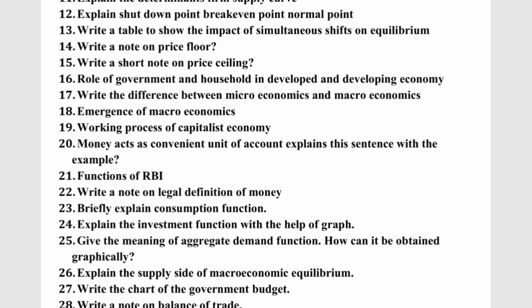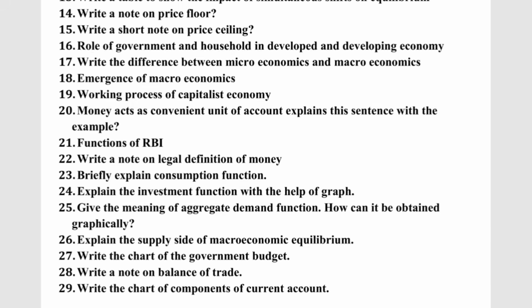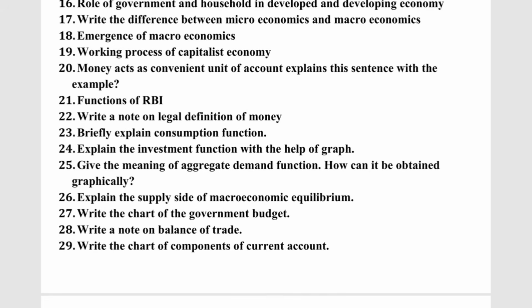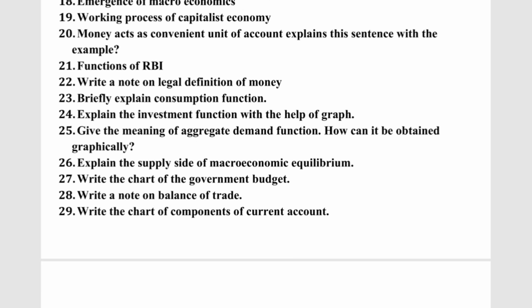Role of government and household in developed and developing economy. Write the difference between microeconomics and macroeconomics. Next, emergence of macroeconomics. Working process of a capitalist economy. Money acts as a convenient unit of account. Explain this sentence with the example. Functions of RBI. Write a note on legal definition of money. Explain the consumption function. Explain the investment function with the help of a graph.